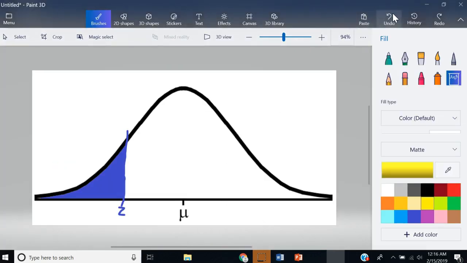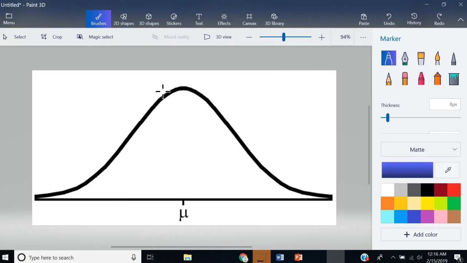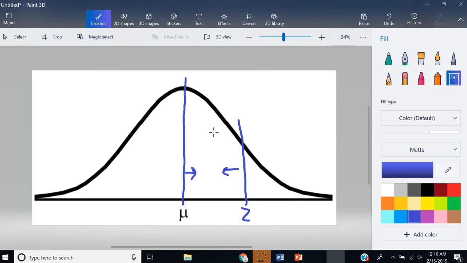Well, we know that 0 is our average. So we're going to go to the right of 0. So I'm going to be shading this way. And to the left of some z-value. So I'm going to be looking for this z-value here. Hopefully you get how I'm doing that. So we know that this area here is 0.3456.